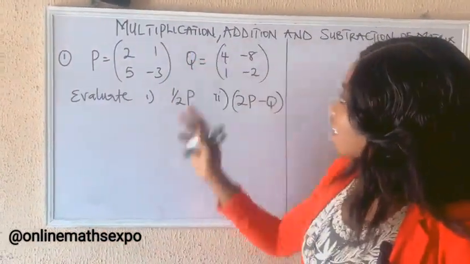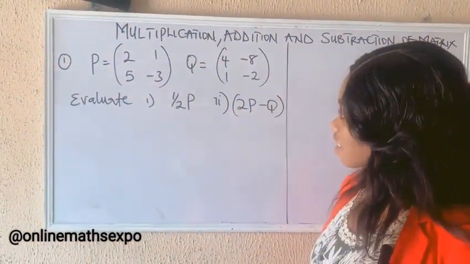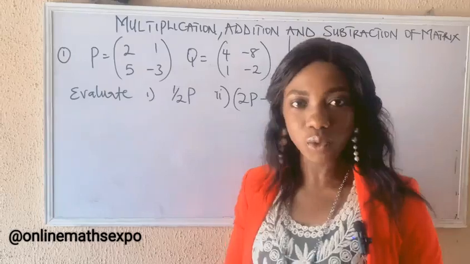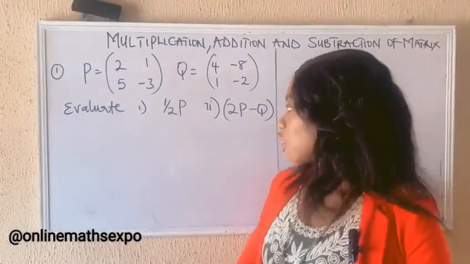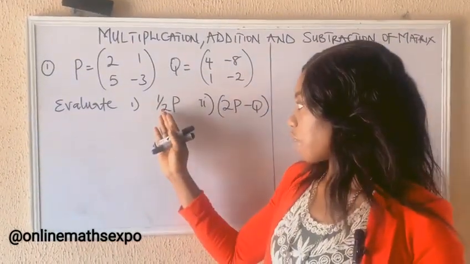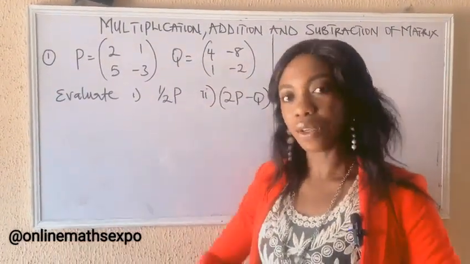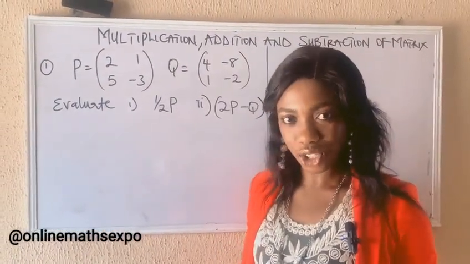Now let's look at how to multiply matrices. In multiplying matrices, you can multiply matrices with a constant, just a number. You can also multiply matrices by another matrix. Let's start with multiplying matrices with a number. Then we now go to the second one. Please, it's very interesting. You are going to enjoy it.